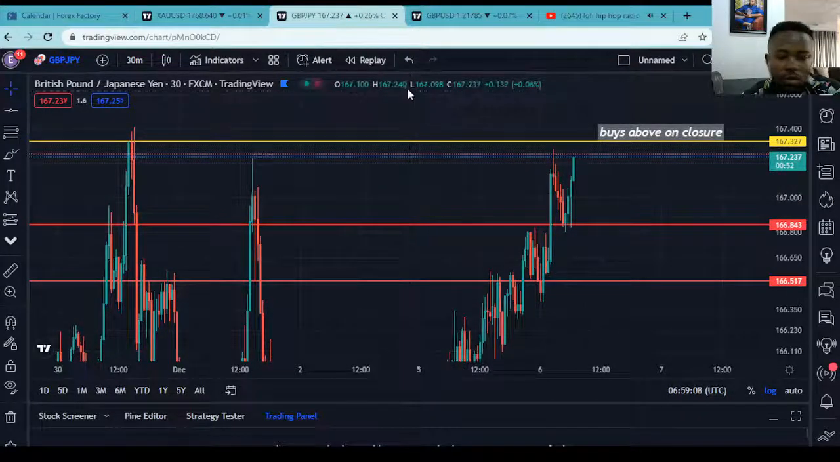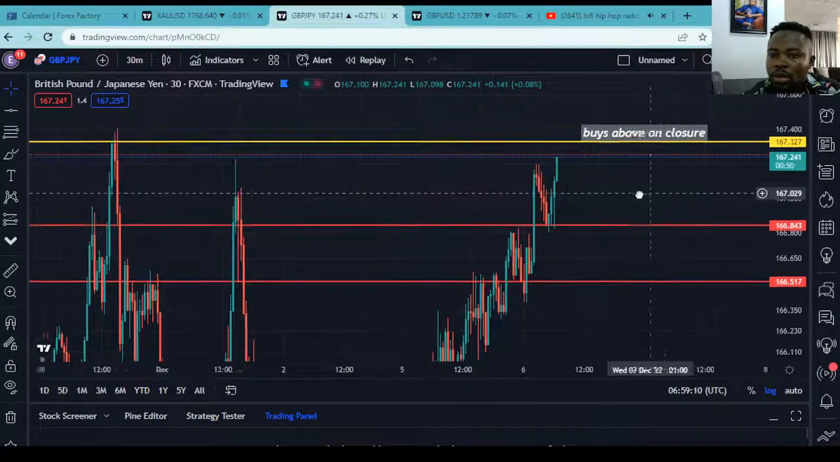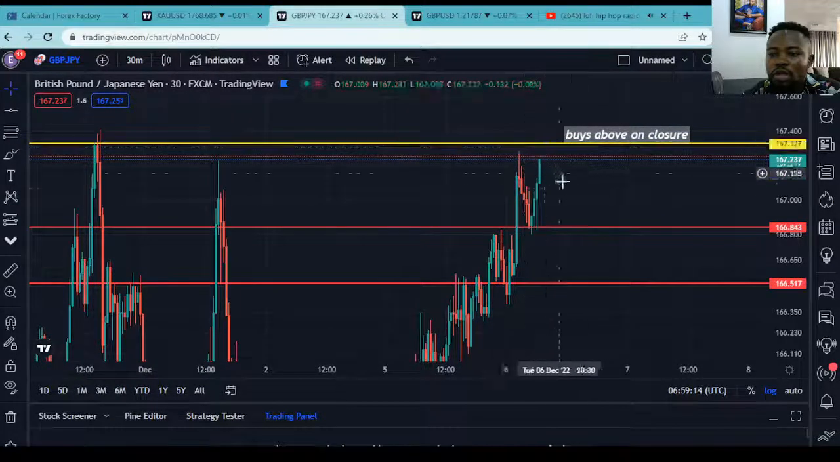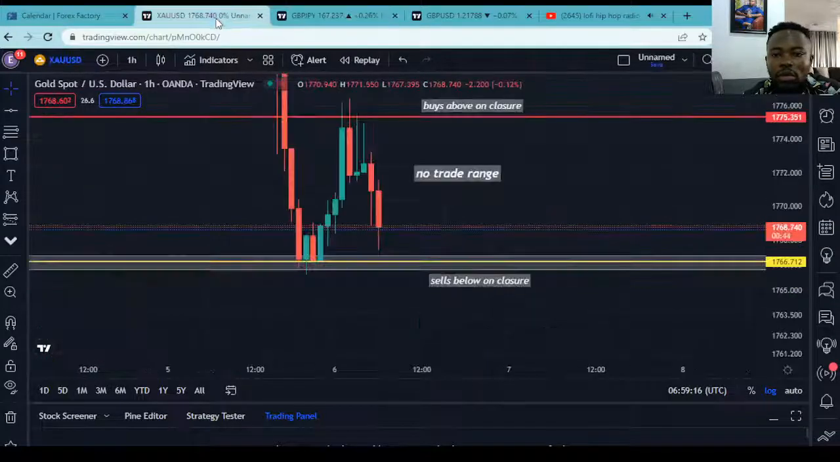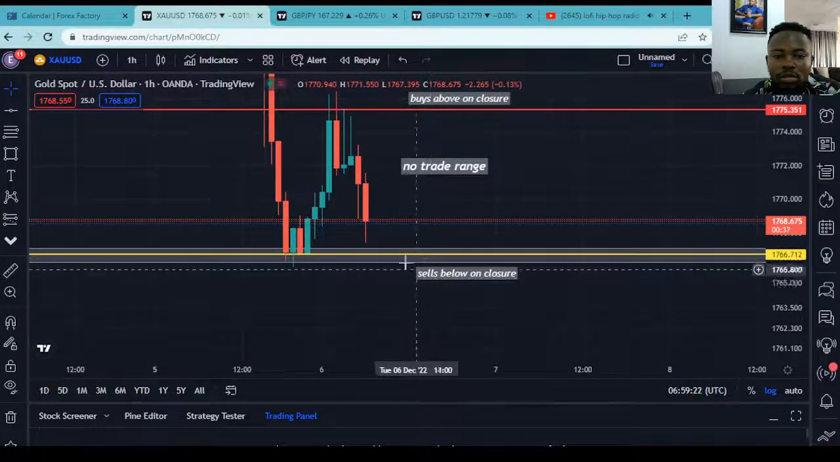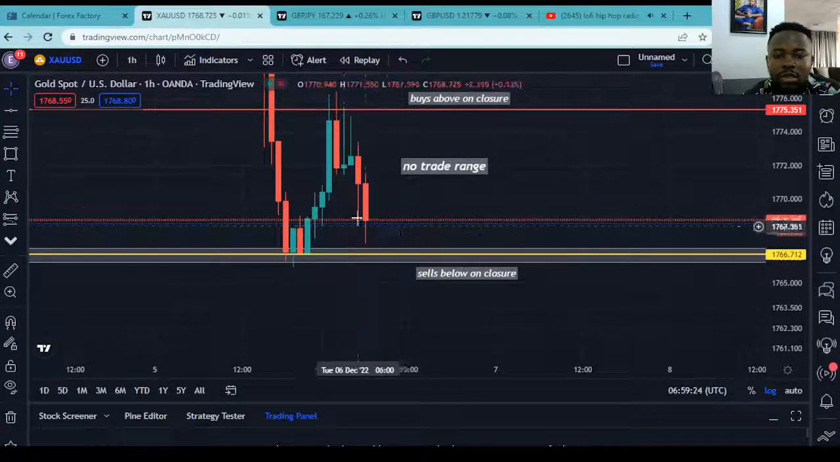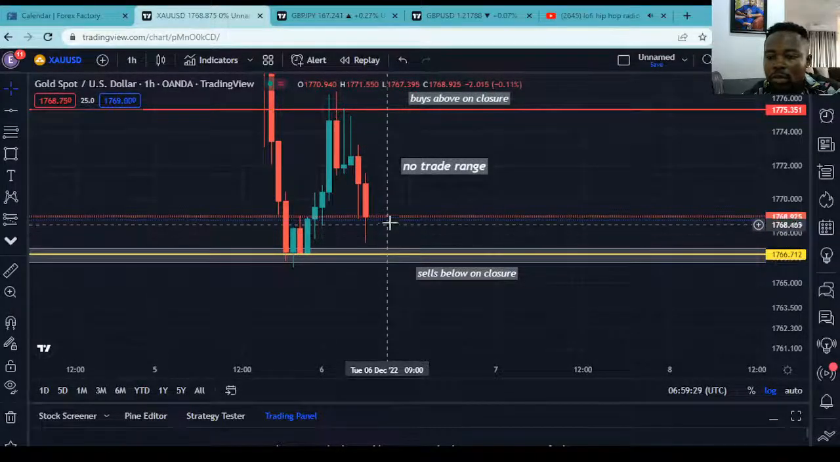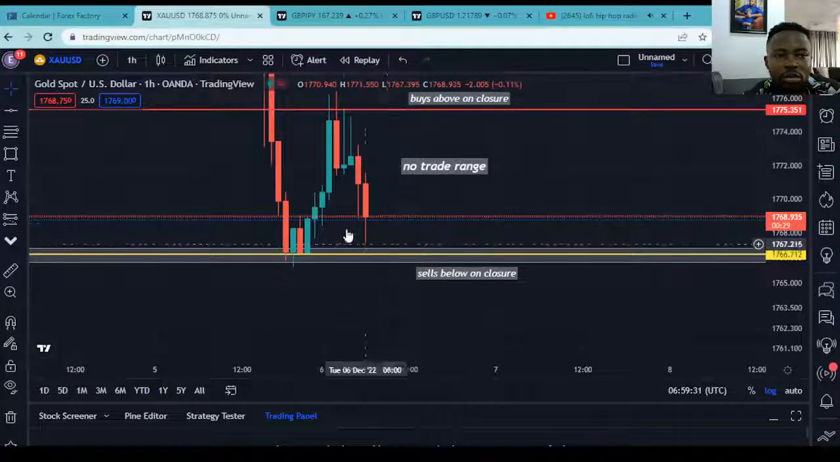Alright, candles are closing right now. We'll need to see GJ close above 167.327, and gold will need to see a close below here, right? Because right now, if we're closing back in this range here, I don't think we'll be doing anything on either of the pairs.